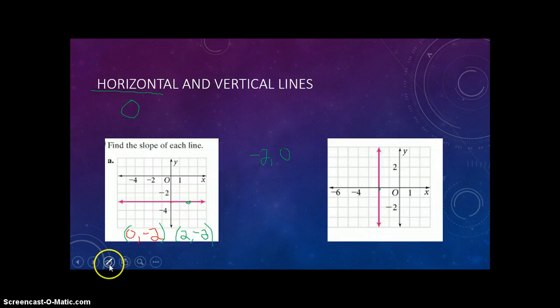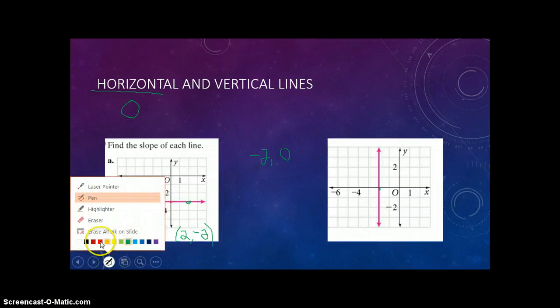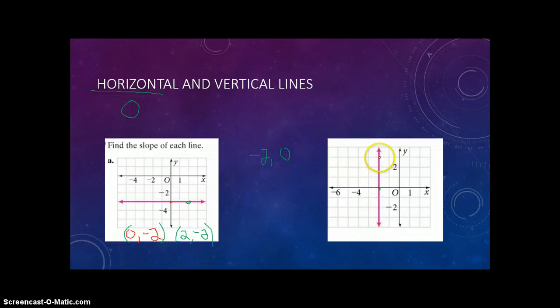And I'll change colors again, and let's do this point, keep it easy. Negative 2, 1, 2, 3, negative 3. So negative 2 and 3 is my second point. All right, put some parentheses around these guys. All right, now this time, again, we're still going to do y2 minus y1. So 3 minus 0 is 3. And again, be consistent. Negative 2 minus negative 2 is actually 0.